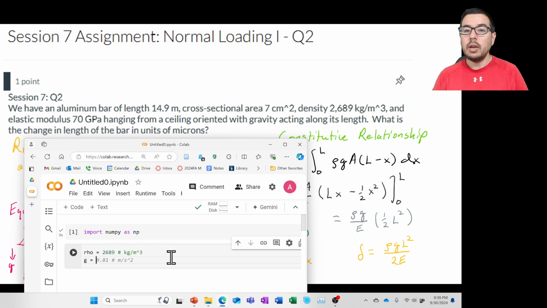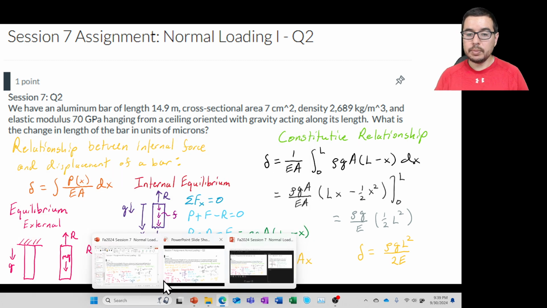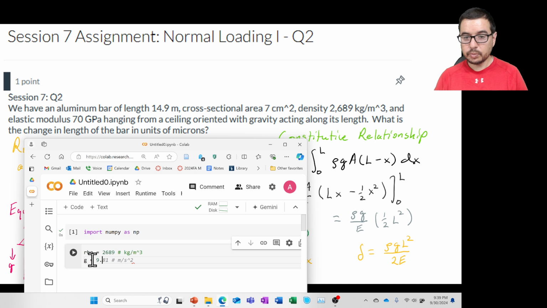g, what did we specify? We can just use 9.8. Okay, I had used I guess something else before, 9.81. It's fine. L is given as, let's see, 14.9 meters, okay? And E is given as 70 gigapascals.